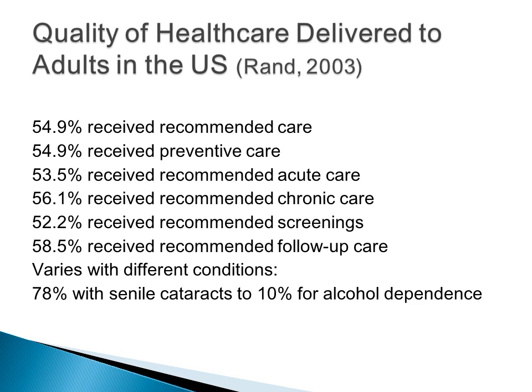56% received recommended chronic care. 52% received recommended screening. Under 60% received recommended follow-up care. And there is significant variation on the conditions. For example, 78% of people with senile cataracts actually had good care, compared to 10% of people with alcohol dependence who met quality standards.